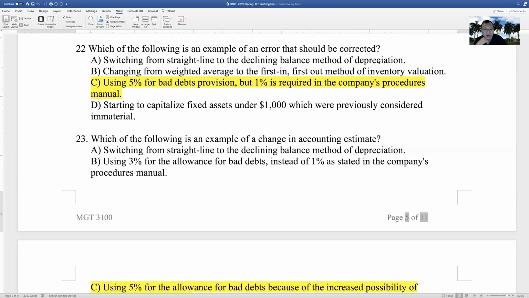D, starting to capitalize fixed assets under $1,000, which were previously considered immaterial. Okay. So this is a change of policy. Previously, the capitalization policy is that the asset has to be over $1,000. Okay. But now they start to capitalize fixed assets under $1,000. So this is a change in policy.